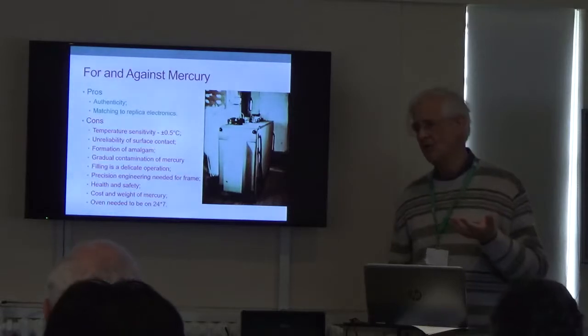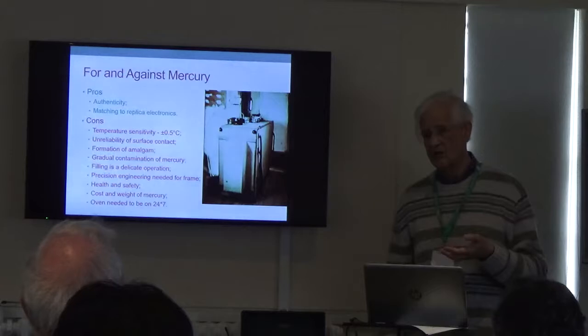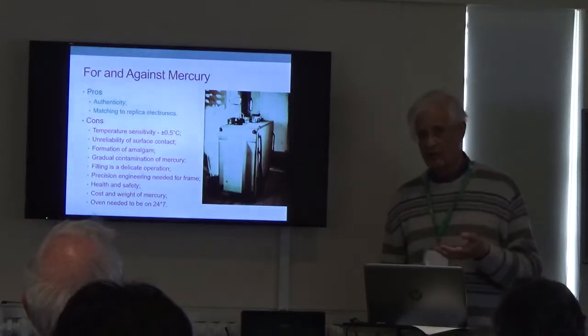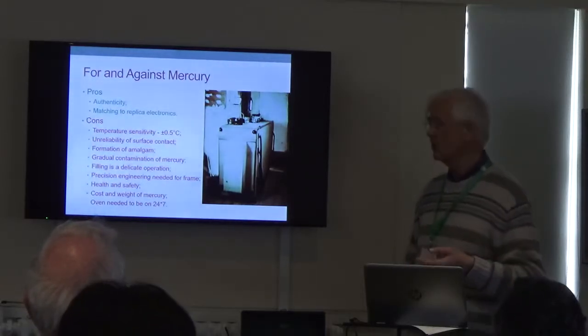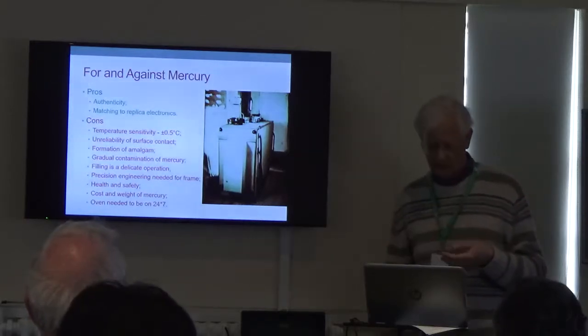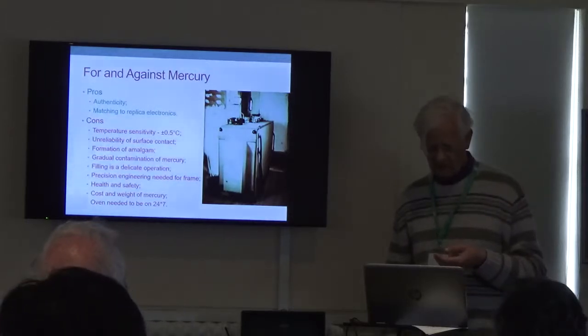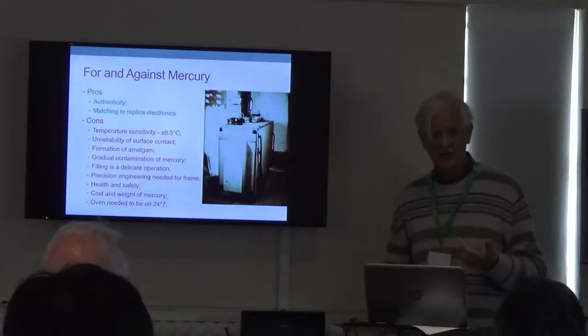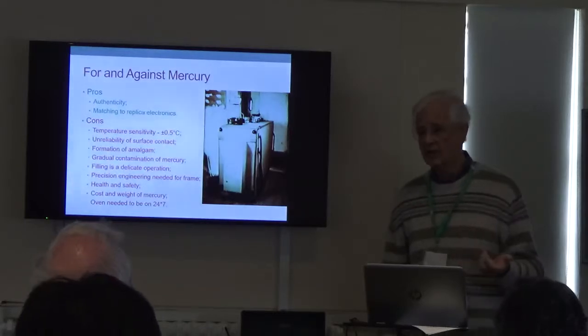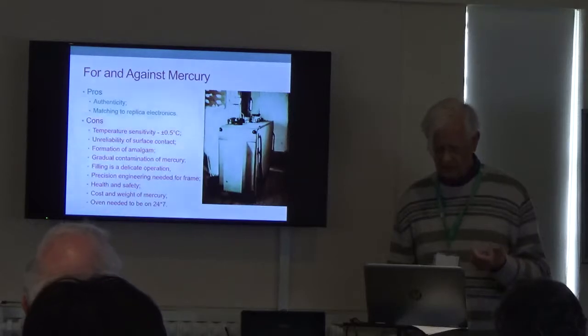After a couple of years, they moved to putting all the mercury tanks into a thermostatically controlled oven. This picture is a picture of the oven. Everything was in there, all maintained at a fixed temperature. But if we're trying to replicate the machine as it was originally running, it didn't have any of that stuff. Mercury is a pig to work with.